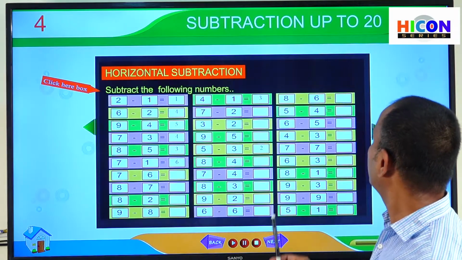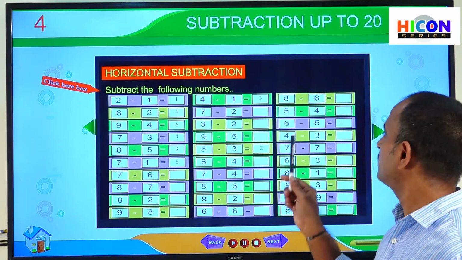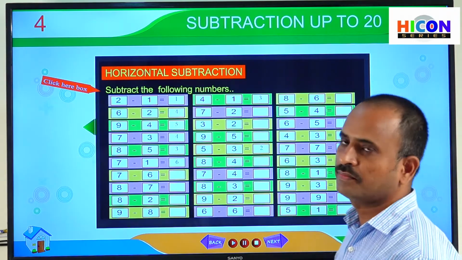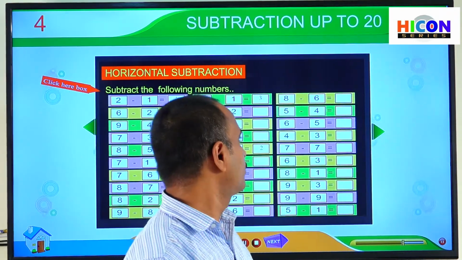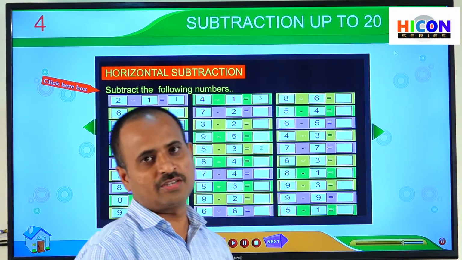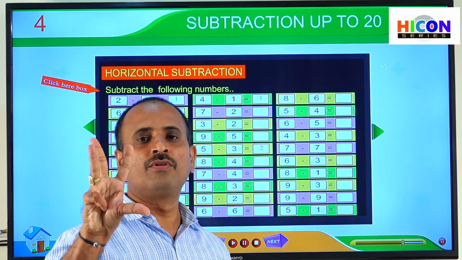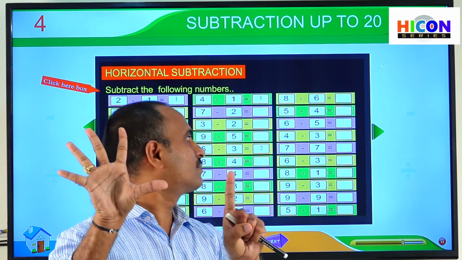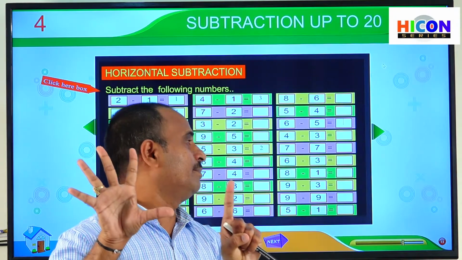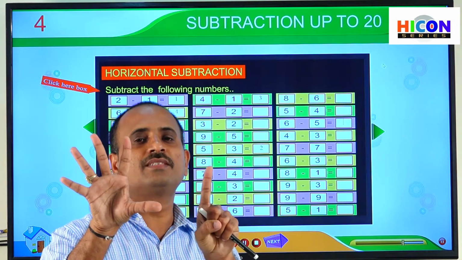The next, children, see the 6 minus 5. So see this subtraction, 6 minus 5. The first number is 6. So open 6 fingers of your hand. 1, 2, 3, 4, 5, 6. And the second number is 5. That means we have to take away 5 fingers from these 6 fingers.